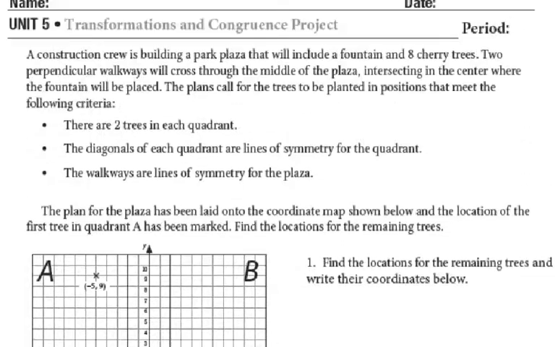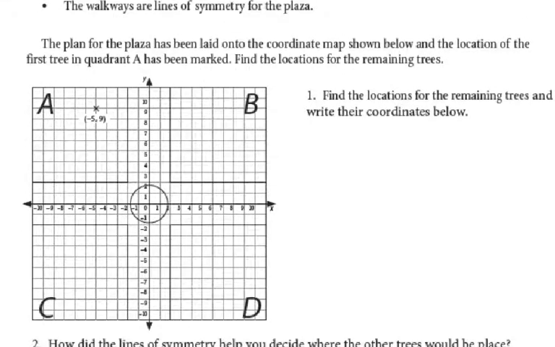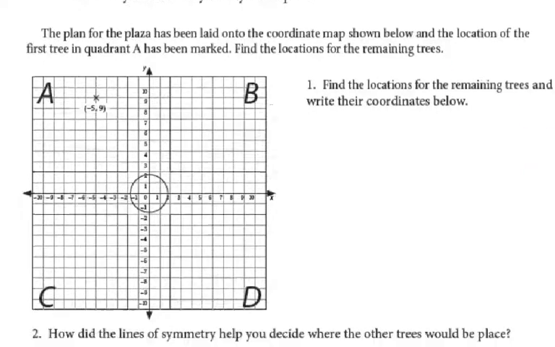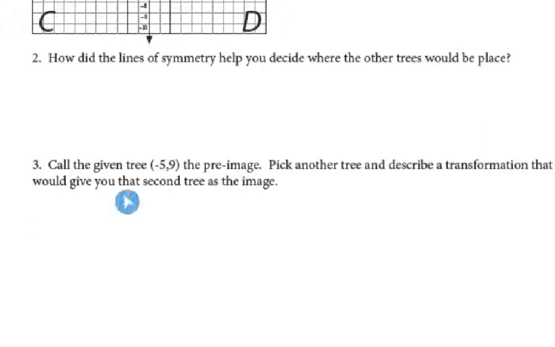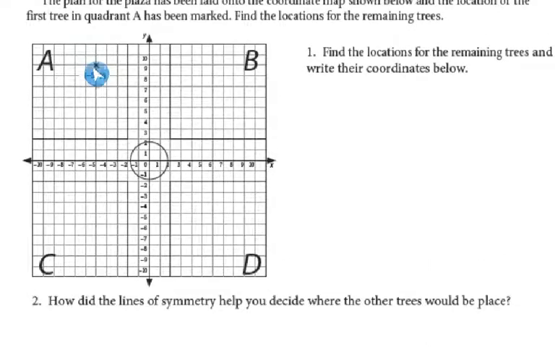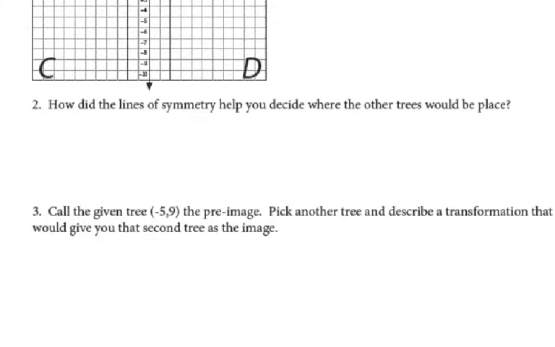Okay, so they want it to be symmetrical, so using those different diagonals and other lines of symmetry, figure out where you'd put those trees and write down their coordinates here. Tell me how the lines of symmetry helped, and then describe the transformation from this pre-image to whichever one you pick for your image. Okay, that's all there is to that first page.